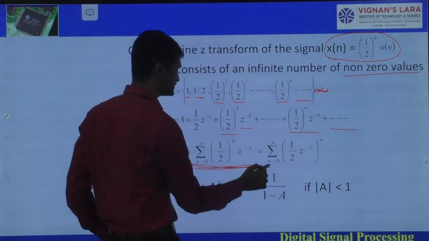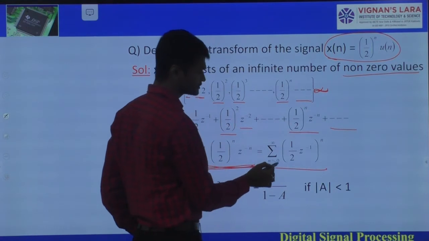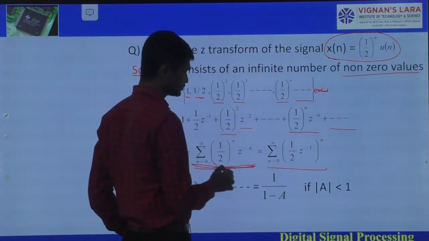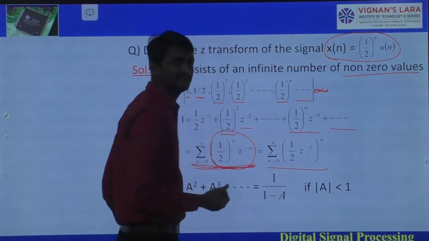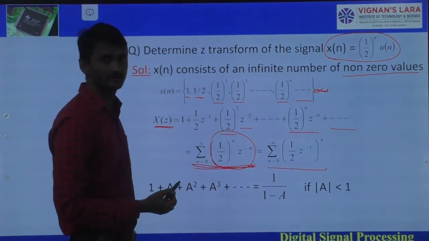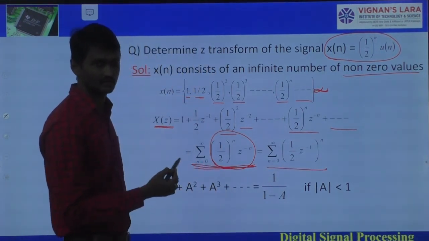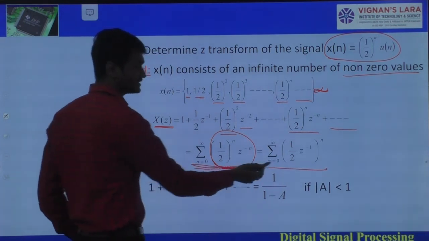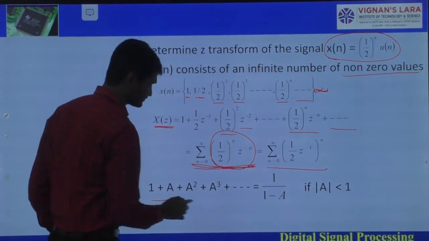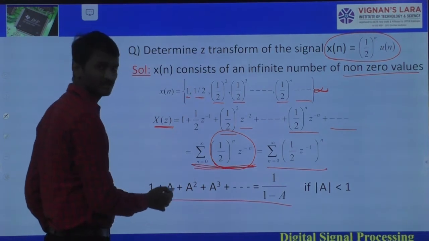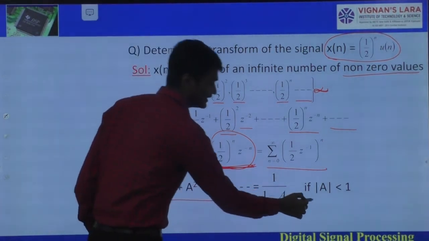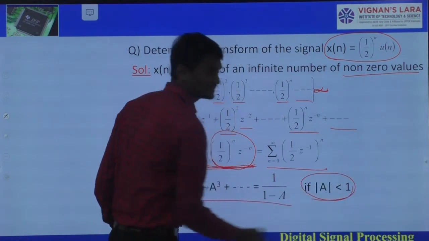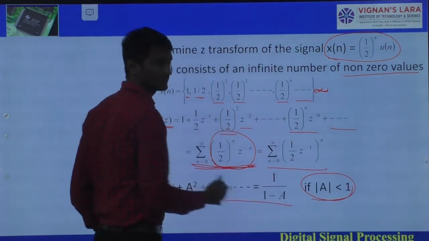That can be represented as sigma n equals 0 to infinity. So these two terms can be represented as 1 by 2 into z power minus 1, whole power n. Okay. So this is in the form of a series expansion: 1 plus a square plus a cube plus and so on to infinity. If a is less than 1, the GP sum will be 1 by 1 minus a.